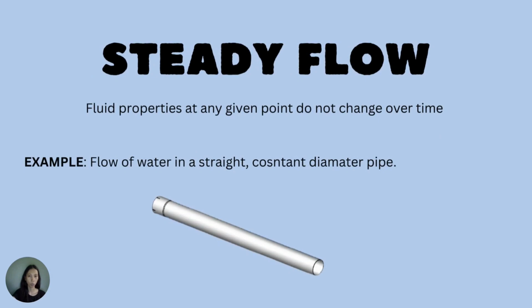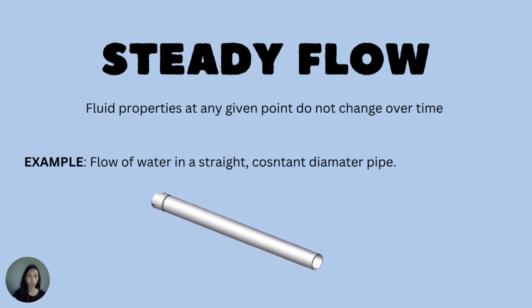First is steady flow. In fluid dynamics, steady flow refers to a situation where the fluid properties at any given point do not change with time. This means that variables such as velocity, pressure, and density remain constant at any specific location within the flow field over time. Example is flow of water in a straight, constant diameter pipe.